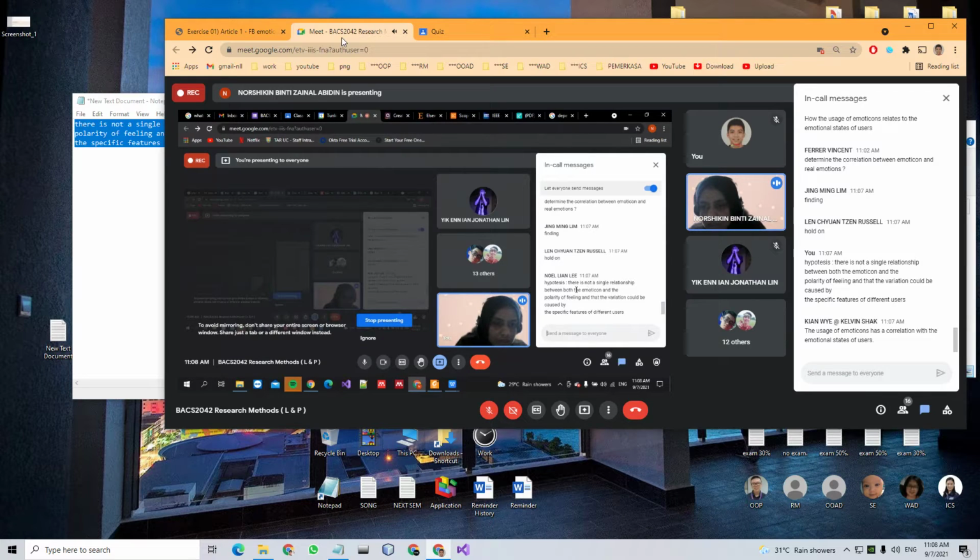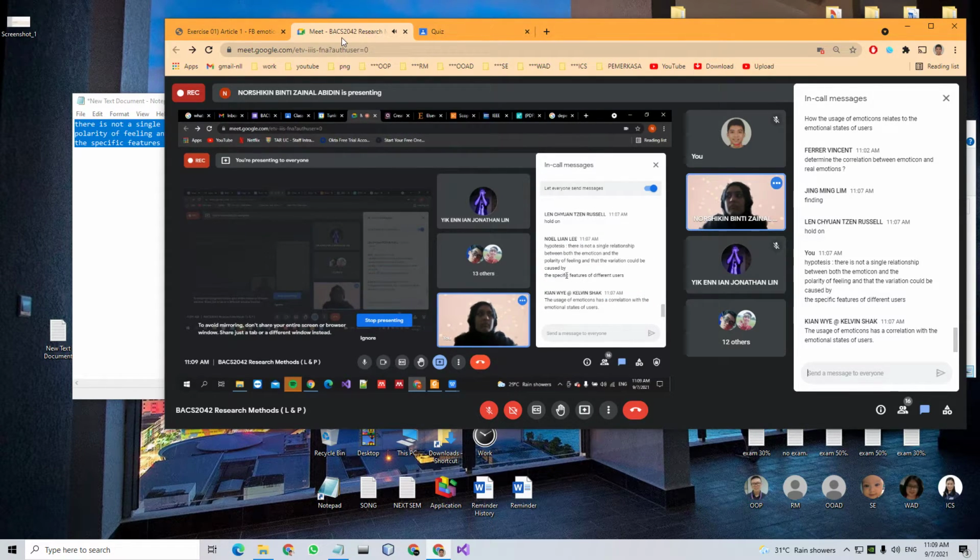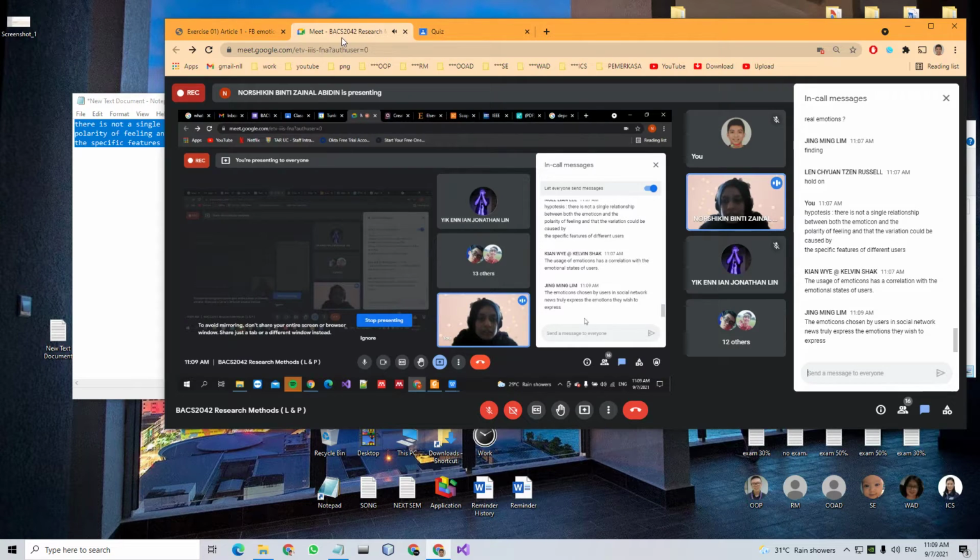There is not a single relationship between both. This one can be a hypothesis too. There's no single relationship between this one can be a hypothesis. But if you already finish your research, right, and then, like I said, hypothesis can be accepted and can be rejected. This one is a correct hypothesis.